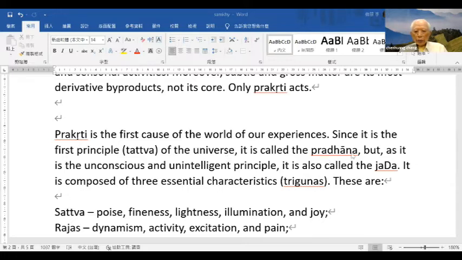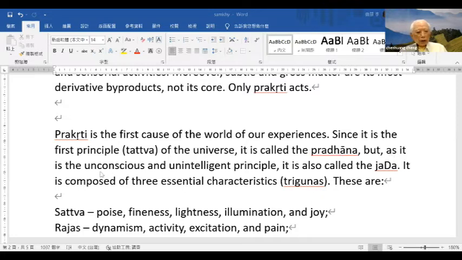It is called the pradhana. Pradhana means the primordial element or the primordial principle. In Tibetan Buddhism, we have the idea of primordial Buddha. The primordial Buddha means the foundation of other Buddhas, or the source of other Buddhas. Primordial Buddha is the same as the first principle, tattva here. Pradhana means the primordial element, primordial principle.